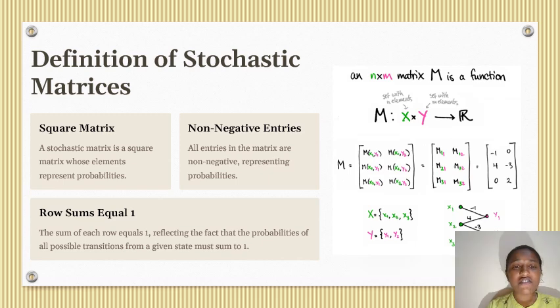Let us see the definition of stochastic matrices. It consists of three properties: square matrix, non-negative entries and row sums equal to 1. Let us see square matrix. A stochastic matrix is a square matrix whose elements represent probabilities. Non-negative entries: all entries in the matrix are non-negative, representing probabilities. Row sums equal to 1: the sum of each row equals 1, reflecting the fact that the probabilities of transitions from a given state must sum to 1.